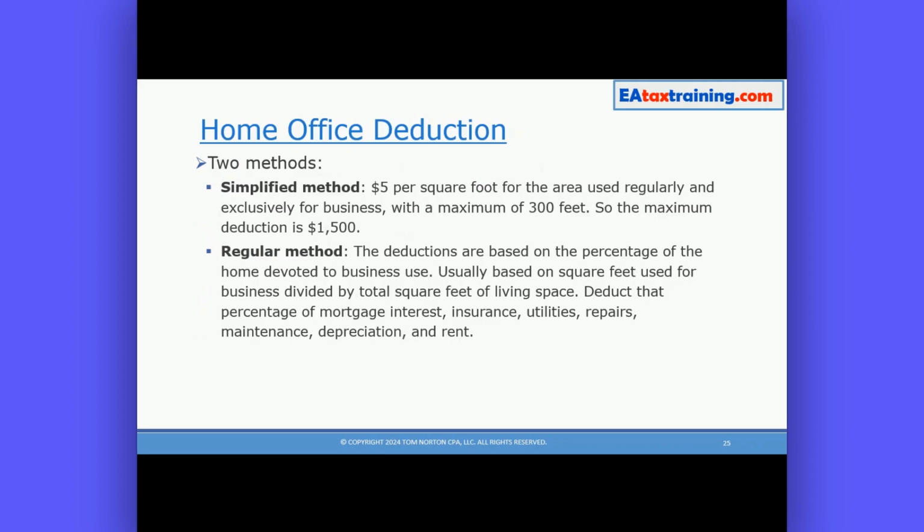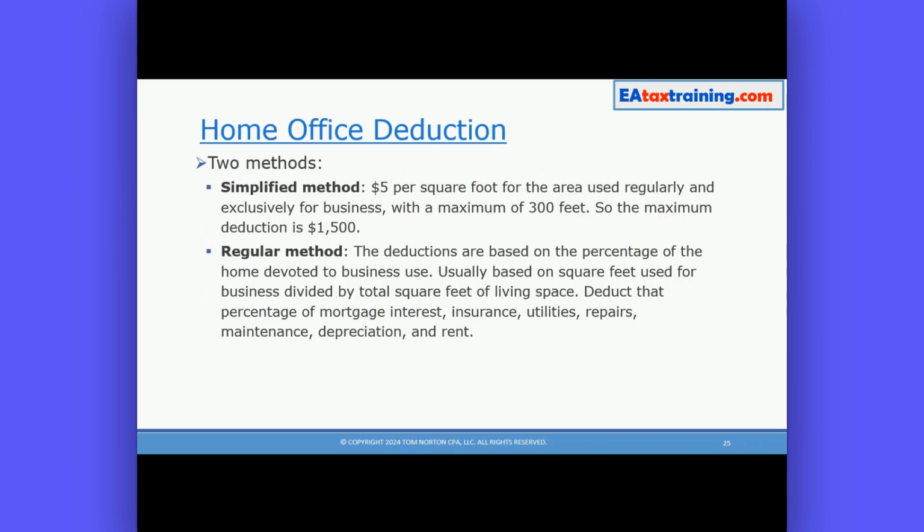So here, the deductions are based on the percentage of the home devoted to business use, usually based on the square feet. So you say, okay, if you've got a 2,000 square foot home and you use 200 square feet exclusively for your business, then you can take 10% of the relevant expenses for your home office deduction.